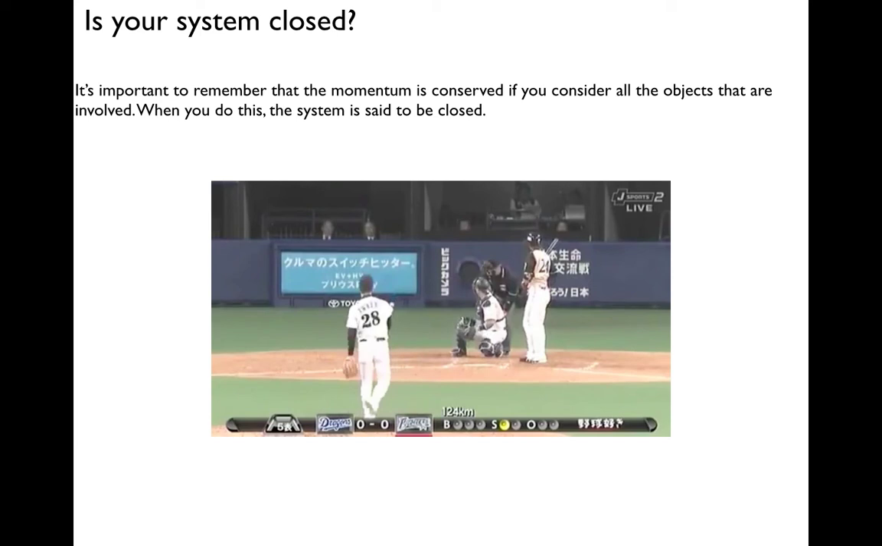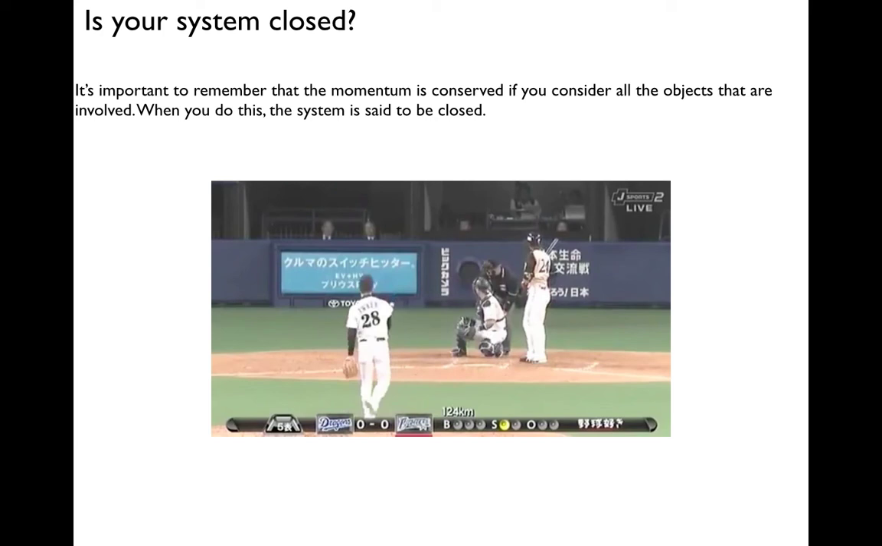So if you gave the baseball momentum going towards the home plate, then there had to be some sort of momentum going backwards also at that same time. Where does that come from? Or where is that? It's the actual pitcher who moves back.